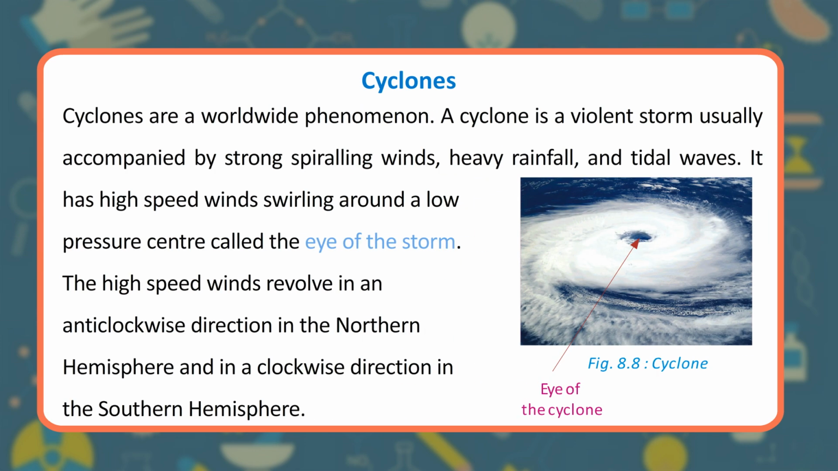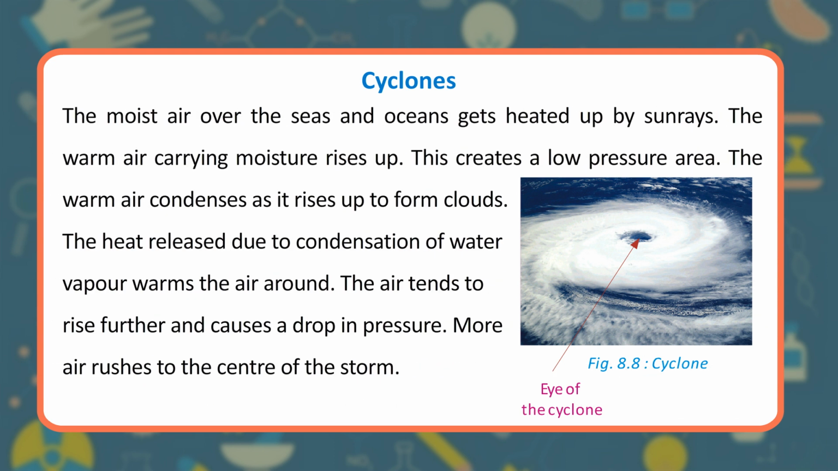Cyclones. Cyclones are a worldwide phenomenon. A cyclone is a violent storm usually accompanied by strong spiraling winds, heavy rainfall, and tidal waves. It has high-speed winds swirling around a low-pressure center called the eye of the storm. The high-speed winds revolve in an anti-clockwise direction in the northern hemisphere and in a clockwise direction in the southern hemisphere. The moist air over the seas and oceans gets heated up by sun rays.